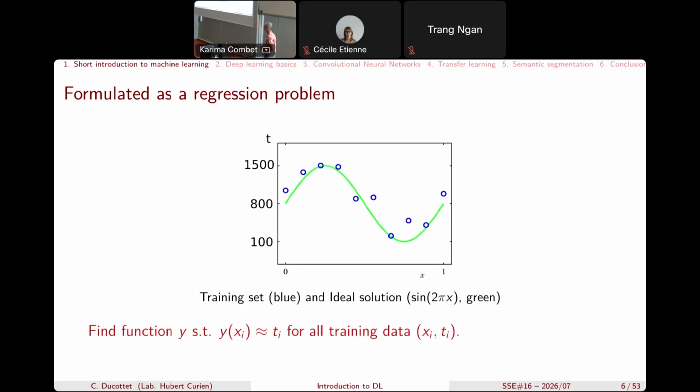So in reality, we have only few data points, which are the blue points here, and we want to find this function y such that for each input point here, we have approximately the target value ti for every couple of value xt, which are our training data. So the training data is composed of some values in the training set associated to some labels, to some target values that we want to have.